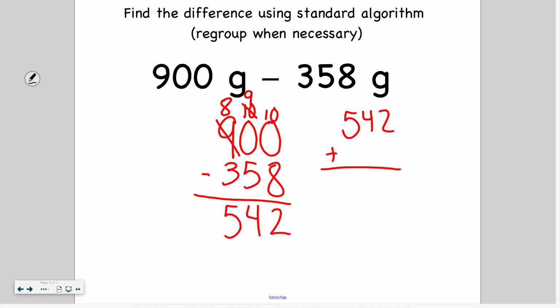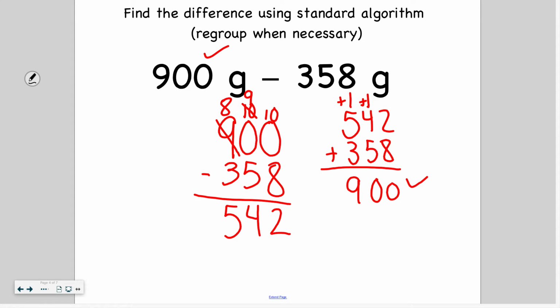So I'm adding my difference with my subtrahend to make sure I get the minuend. 8 plus 2 is 10. Regroup the 1. 4 plus 1 is 5, plus another 5 is 10, regroup the 1, and 5 plus 1 is 6, plus 3 is 9. So I am in fact correct.